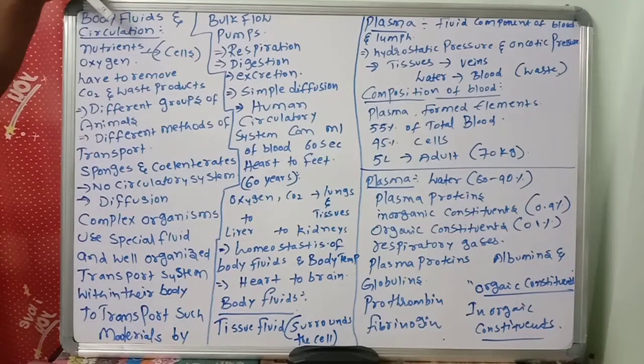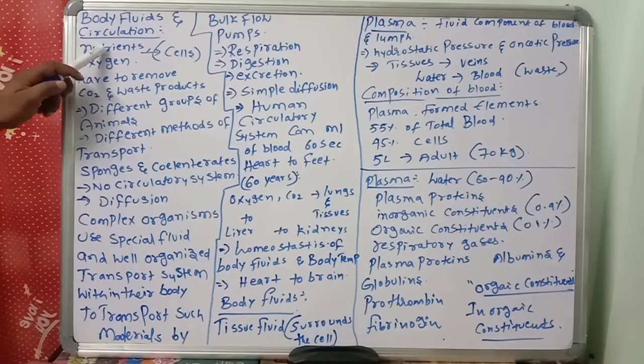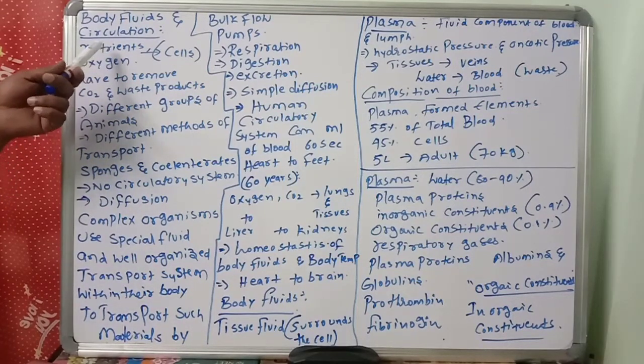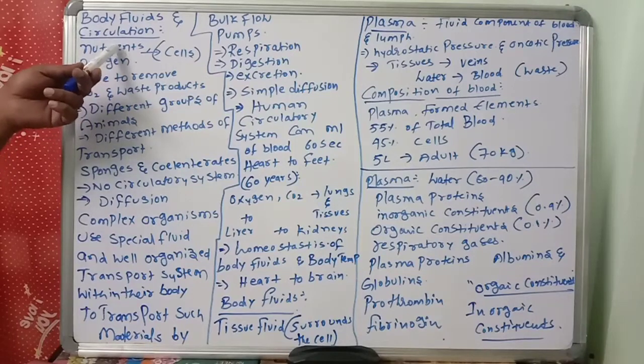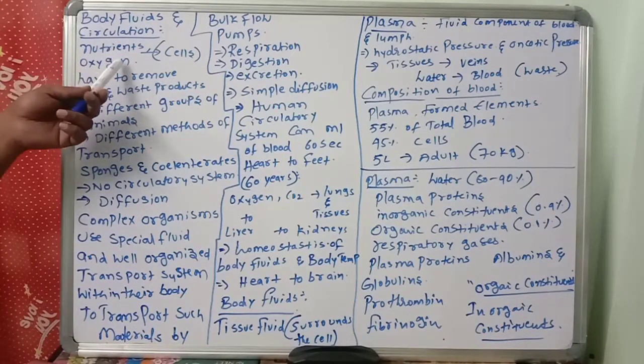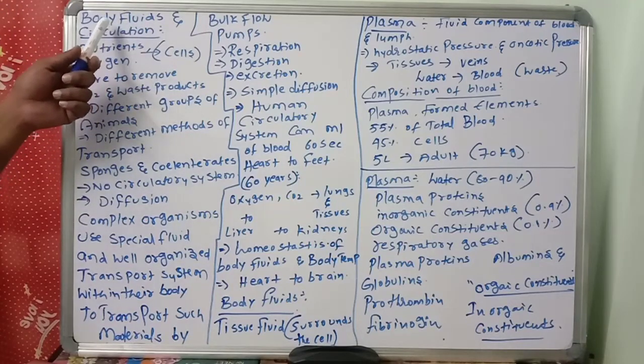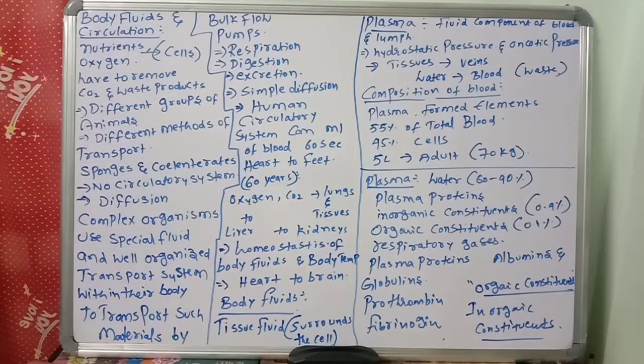In this chapter, what will we discuss? That is the first point. In this chapter, we will discuss how the circulation system is helpful for the transportation of nutrients and oxygen to cells. So the most important thing is that whatever food we are eating, the absorbed nutrients, and the oxygen which we are taking, should reach the cells. How? That is because of the body fluids and circulation system.